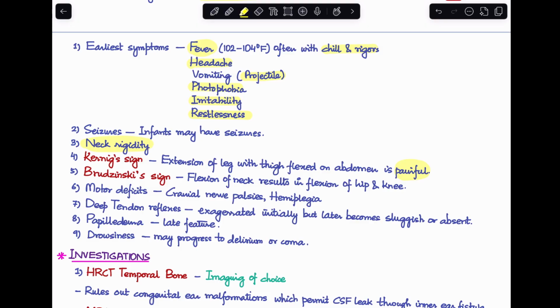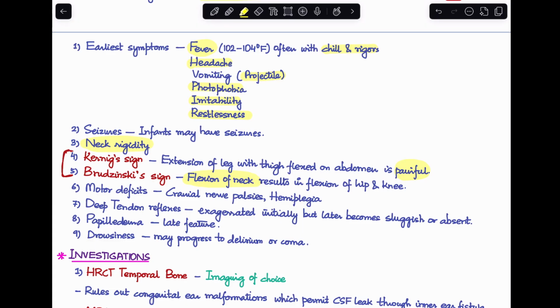And second sign is known as the Brudzinski's sign. Here, when you do flexion of the neck, it results in flexion of the hip as well as the knee on its own. This is known as Brudzinski's sign. And these two are very important features of meningitis.